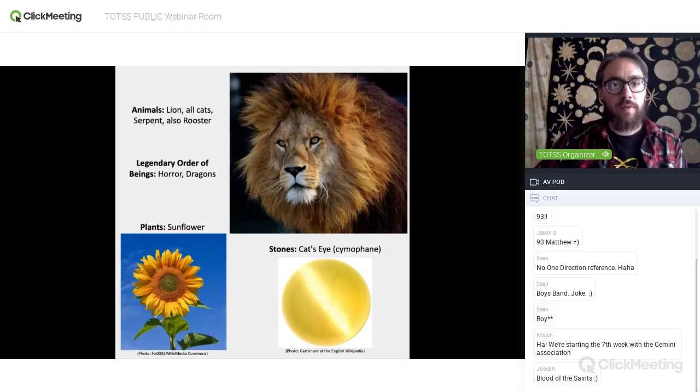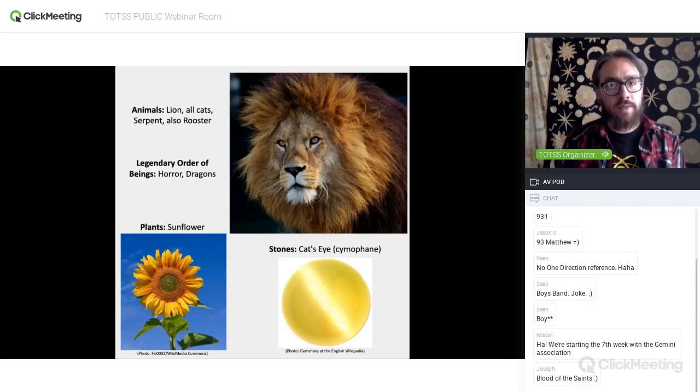All right, for our animal, we've got the lion there, which is very classically associated with the sun. Obviously, you can see it, literally the lion's mane looks like the sun radiating light. Also, all cats, Crowley, I think, mentions tigers in particular, but all cats can be associated with the path of Teth. Also, the serpent, because of the meaning of the letter name Teth, is associated here.